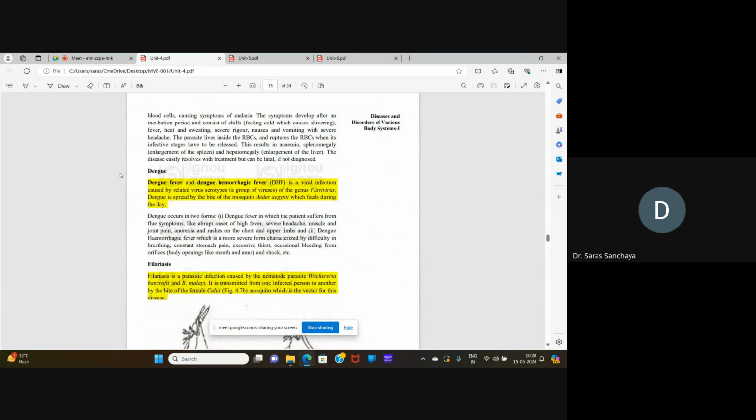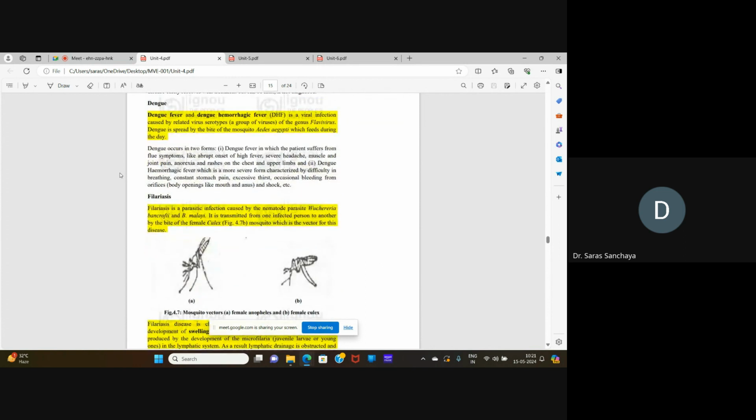The next common and very important infection is dengue. Dengue fever and dengue hemorrhagic fever is a viral infection caused by a group of related viruses of genus Flavivirus. Dengue is spread by the bite of the mosquito Aedes aegypti, which feeds during the day also. So malaria was caused by Anopheles, and dengue is transmitted by Aedes aegypti.